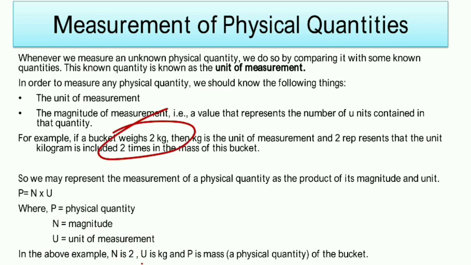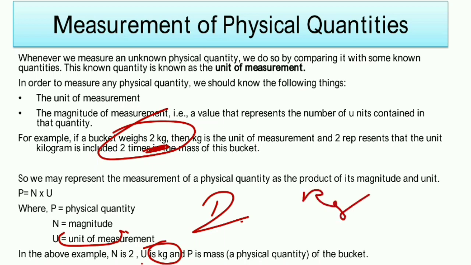So in the above, n is 2. In this example, what will be the n? N means magnitude. So magnitude n is 2. And P is the mass, the physical quantity. So u is kg here. U is kg, kilogram. U means unit, and P is the mass, physical quantity.